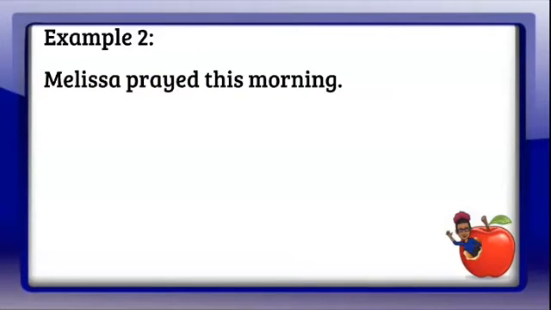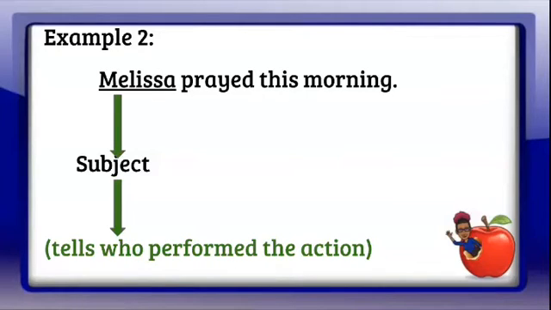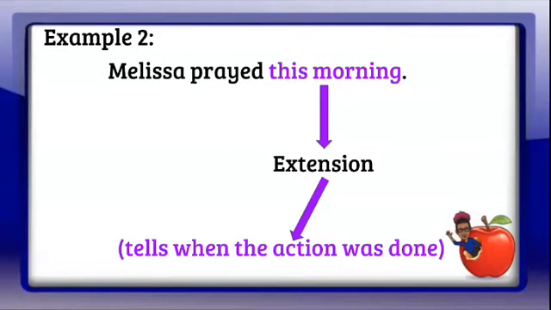So let's look at example number 2. Melissa prayed this morning. So our steps again: find our verb, action done, prayed. Subject of the sentence, the who. So it tells us who performed the action of subject, Melissa. Now there is no object in this sentence.